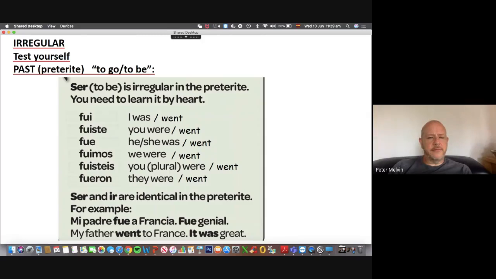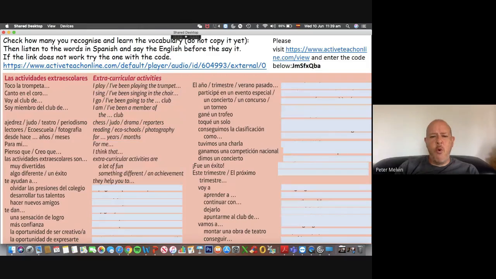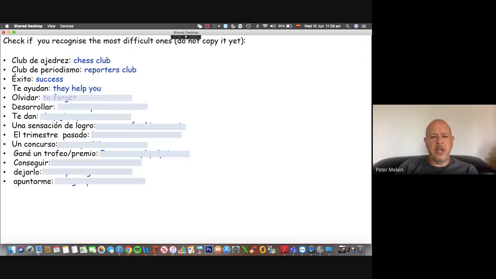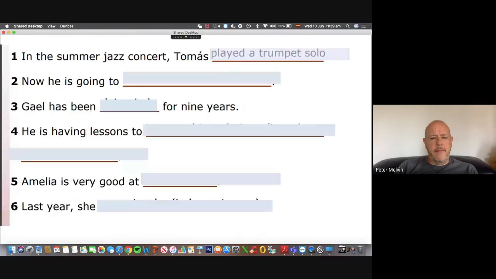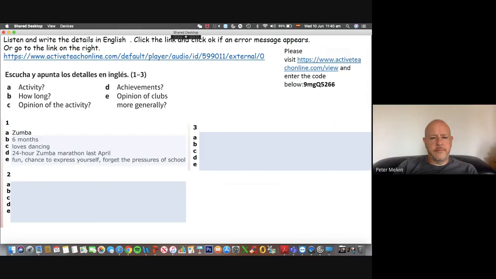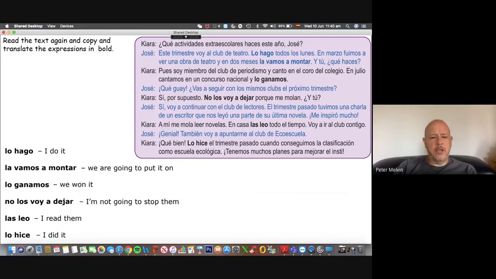All right. Ser and ir are really irregular in the past tense. Okay. So fui, which is the past tense of ser and ir. So fui is I was and I went. All right. Fuiste, fue, fuimos, fuisteis, fueron. I'm going to skip through all of this because this is all vocab that you can learn yourselves. I'm not going to bother doing that. And yeah, so that's all work you can do at some point.